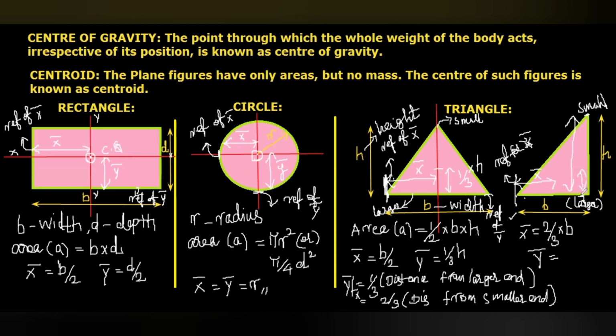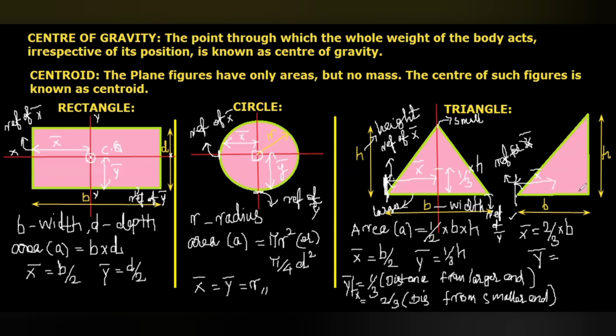Here, from the larger end, we are going to measure. When measured from the larger end, that is 1 by 3 the distance. Here the distance is the vertical distance, the height. I hope you all understand. So I just erased the extra lines and marks in the diagram to avoid confusion.